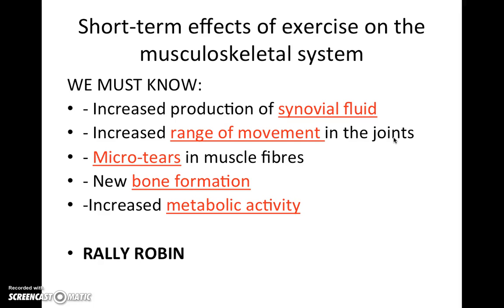So all I want to go through is the 5 key points that we need to speak about for our assignment, and we looked at these last Tuesday. So increased production of synovial fluid. We should all know this because we went through this in quite a lot of detail. We've also got increased range of movement in the joints, micro tears in muscle fibres, new bone formation, and increased metabolic activity. And I'm going to go through the last 4 with you now.